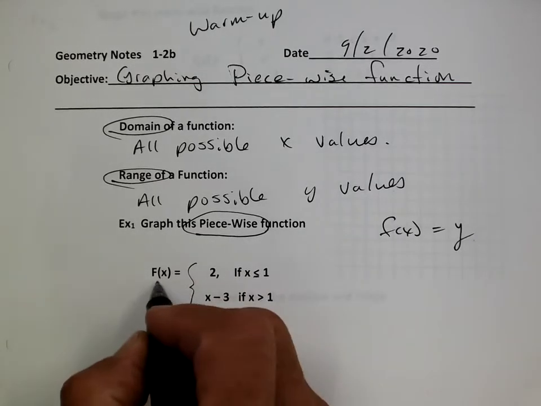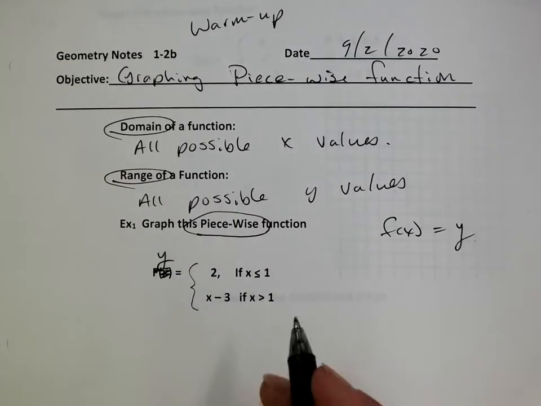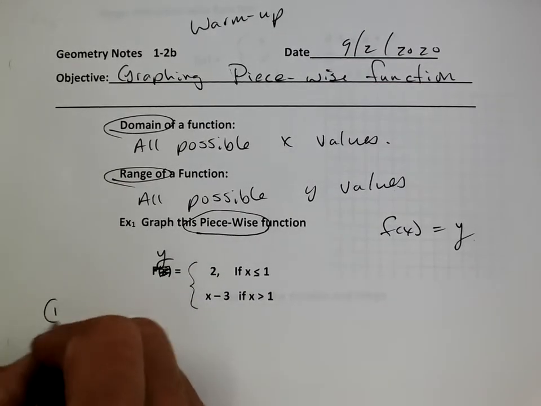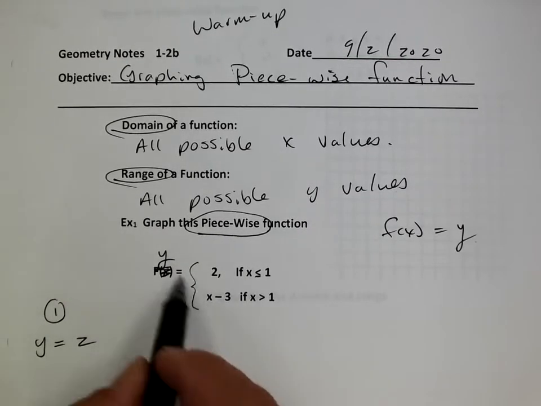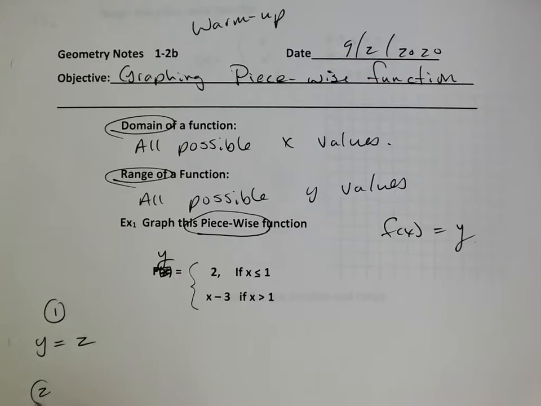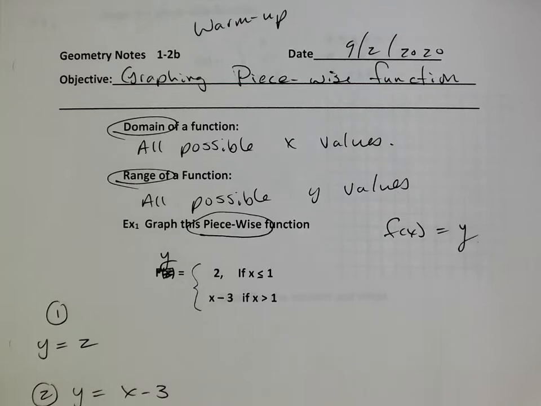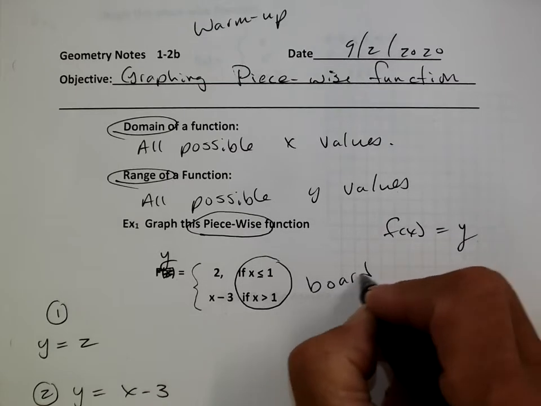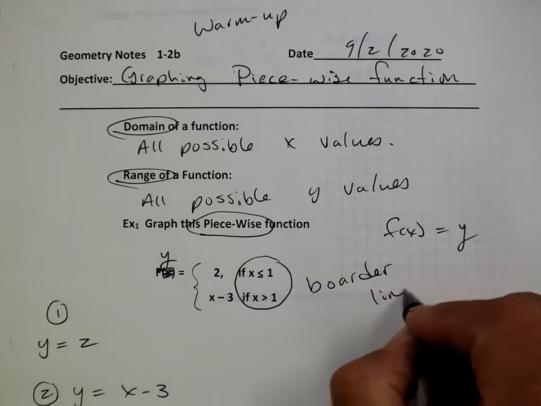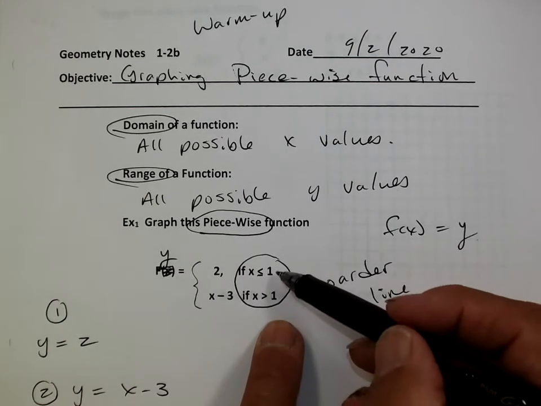So what I have is y equals 2. Okay, so that's equation 1. We have y equals 2, and equation 2, I have y equals x minus 3. Okay, so I'm going to graph both those equations, but since it's a piece, I'm going to put in its borders, okay? This is going to be a border line, okay? So since they're a piece, they're going to be pieced together at x equals 1.